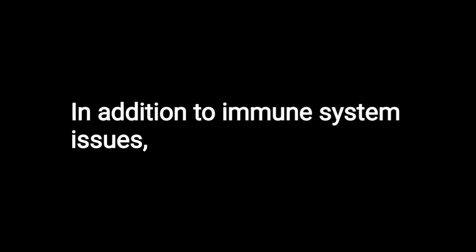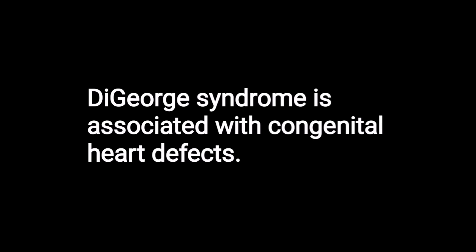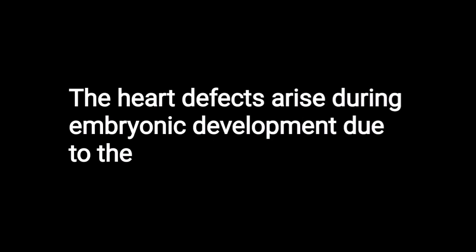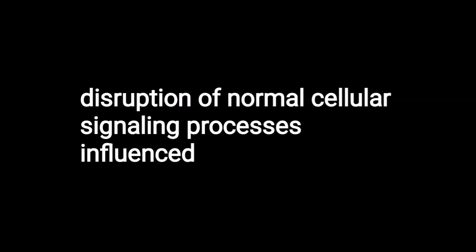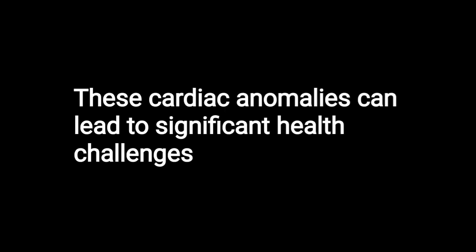In addition to immune system issues, DiGeorge syndrome is associated with congenital heart defects. These heart problems can include conditions such as tetralogy of Fallot, ventricular septal defects, and interrupted aortic arch. The heart defects arise during embryonic development due to the disruption of normal cellular signaling processes influenced by the genes on chromosome 22. These cardiac anomalies can lead to significant health challenges and may require surgical intervention early in life.